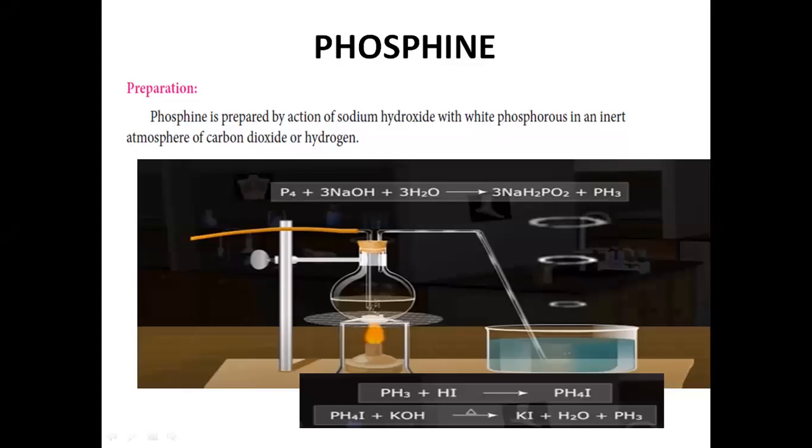Next topic is about phosphine. The formula for phosphine is PH3. Next one is preparation of phosphine. Phosphine is prepared by the action of sodium hydroxide with white phosphorus.